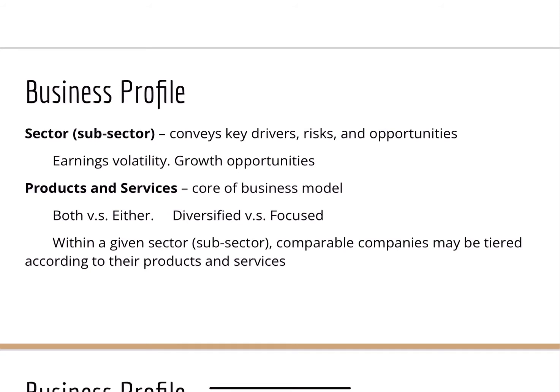The next is products and services, which are the core of the business model. Some companies have both products and services, some only have products or only have services. Also, some companies' products or services are more diversified, while others can be more focused. And within a given sector, comparable companies can be tiered according to their products and services in order to compare for the target we chose.